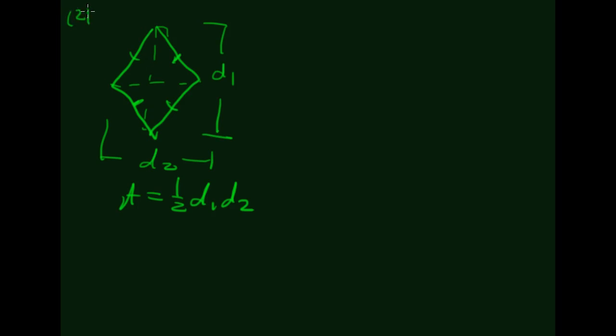Then I have two diagonals. Okay, so I have the diagonal here. Let's call this D1. And I have the length of the diagonal here. We'll call that D2. The area for the rhombus is 1/2 D1 times D2. This is a rhombus.